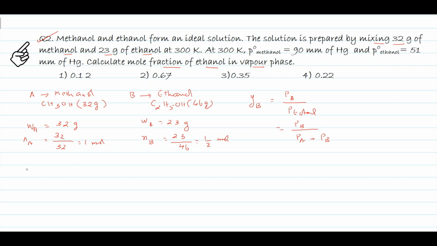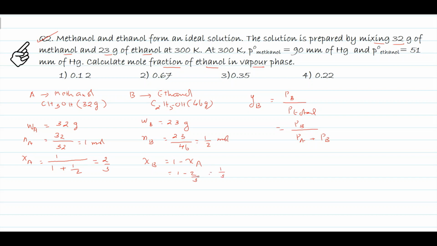So you can easily calculate Xa, the mole fraction of methanol. Xa is equal to the number of moles of methanol, that is 1, divided by total moles, 1 plus 1 by 2, which is 1 by 2. So Xa becomes equal to 2 by 3. Then you can calculate Xb. What is Xb? It is nothing but 1 minus Xa, everybody knows. 1 minus 2 by 3 equals 1 by 3.